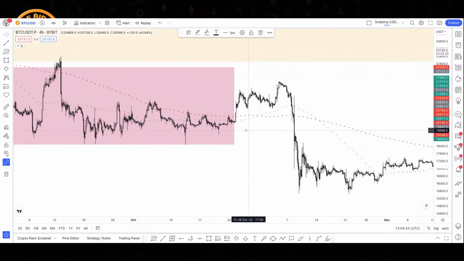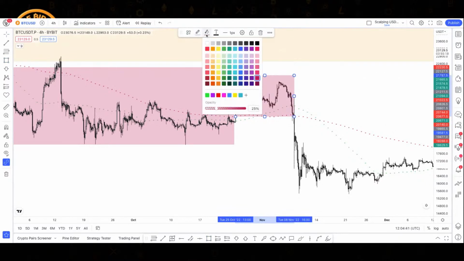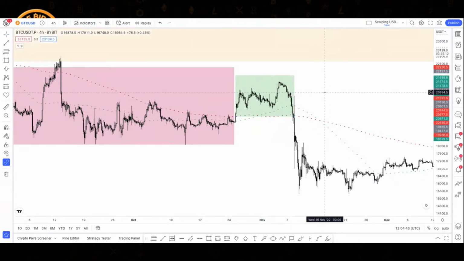So now we have a strong close above this section here, until we close back below, which represents when we would have a long bias. So it's a really interesting one.